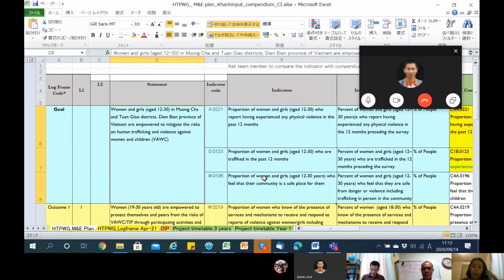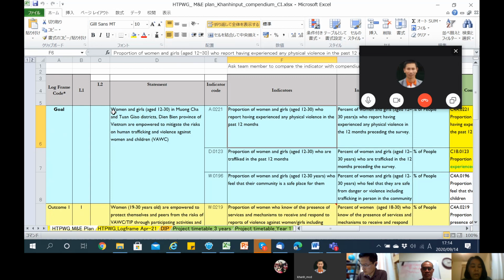Okay, so this is a goal level indicator. I think you know about our project. This is a trafficking prevention project, and we mainly target mountainous women and girls. When we say women and girls, the age range is 12 to below 30. For girls, we say 12 to below 18, and for women, 19 to below 30. So these are the two main groups that we target for our project.